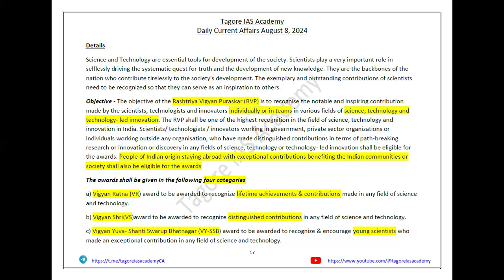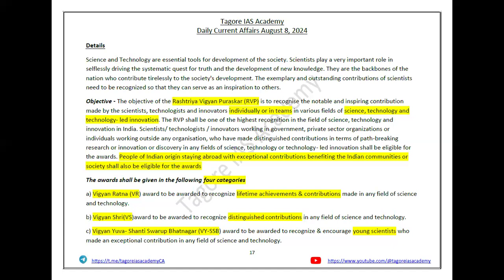Not only Indian citizens, but अगर कोई person of Indian origin है और वो he is staying abroad, but then his contribution is such कि वो चाहे इंडिया हो चाहे मतलब सोसाइटी एज एट लार्ज को, if it is benefiting, then a person of Indian origin can also be given this award. There are 4 categories. First is Vigyan Ratna.